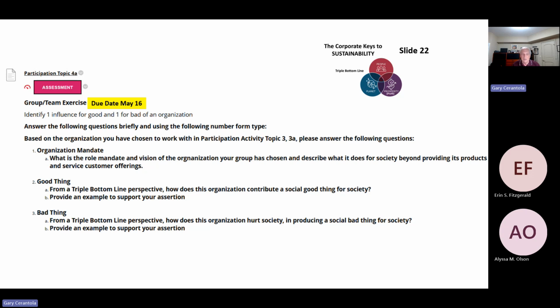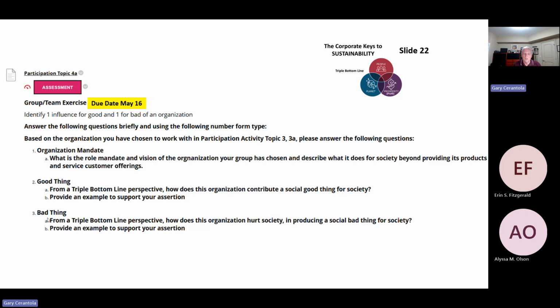And that's all part of the aspects of what triple bottom line is all about, which I'll explain in a few slides. So you start with the organization mandate, with its vision of the organization and what it does for society beyond producing its products and services. And then you say, based on that organization, what's a good thing that it does? And again, back up your assertion, tell me why it matters.